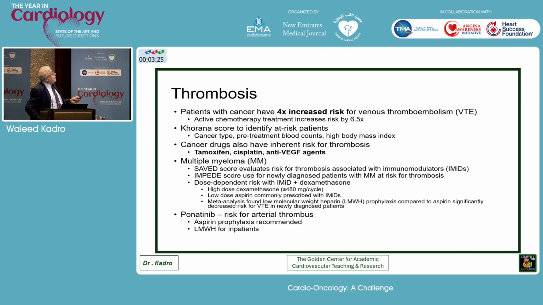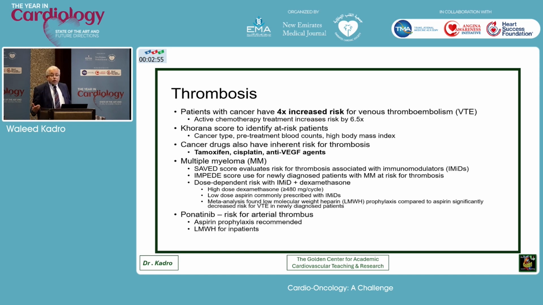The cancer treatments that increase thrombosis are tamoxifen, cisplatin, and VEGF inhibitors. Also, proteasome inhibitors used for treatment of multiple myeloma also increase the risk. Ponatinib is a drug that causes both venous and arterial thrombosis, because it affects both the VEGF pathway and the platelet-derived growth factor.